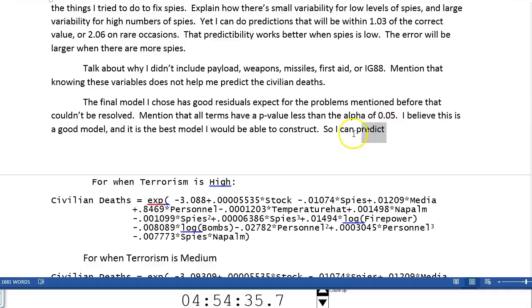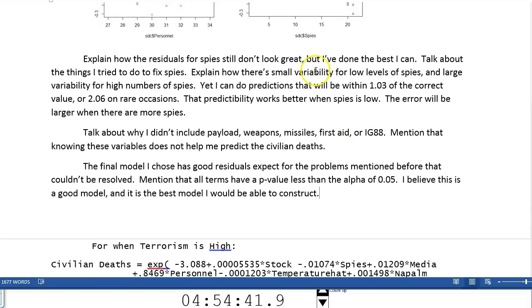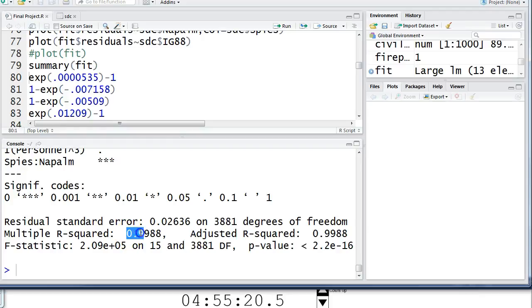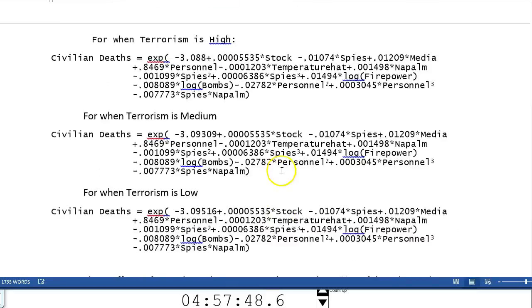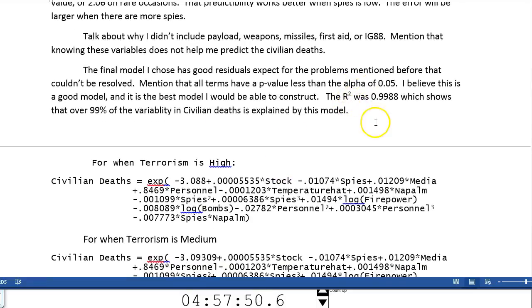Oh no, I didn't. Look, see, I was about to type it in right here, but it's right up there within 1.03. So there is my S. I do need to talk about the R squared, which is 0.9988. Well, these are all tiny. Which one am I going to do a confidence interval for? Let's do a confidence interval for stock. So there's that confidence interval, and up here's where I talked about R squared.